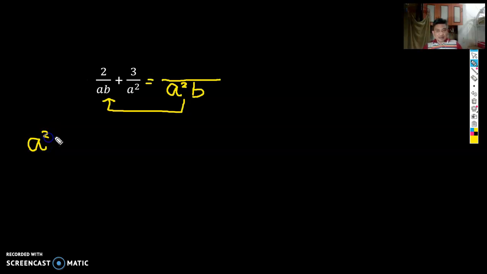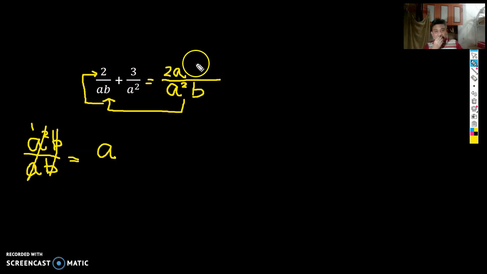A squared B divided by AB. We can cancel the B, and only one A is left. So the answer is A. Then multiplying by 2, the answer will be 2A.